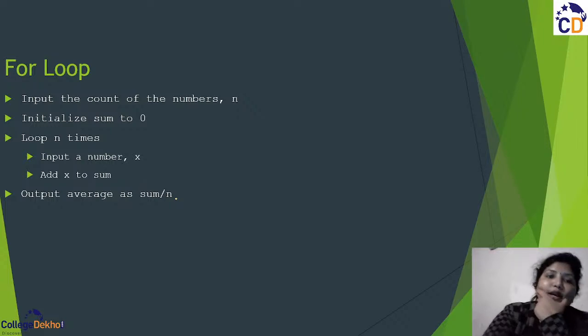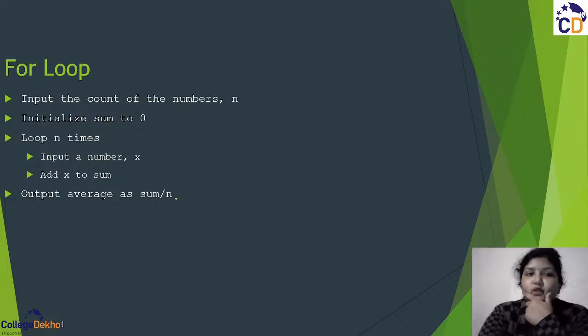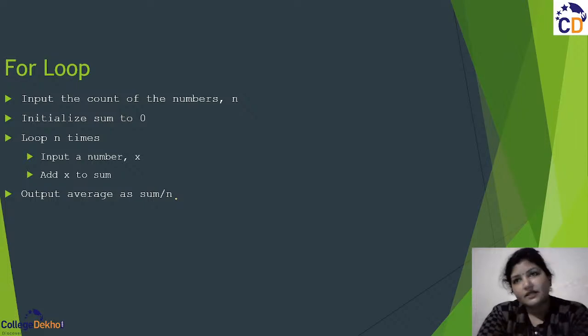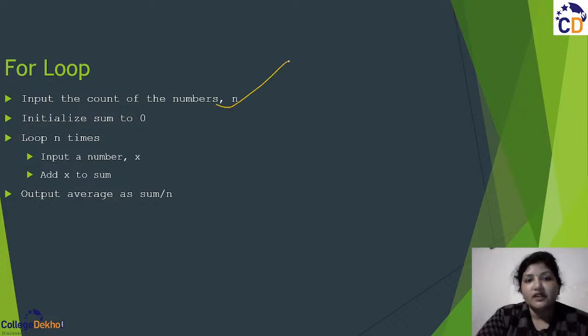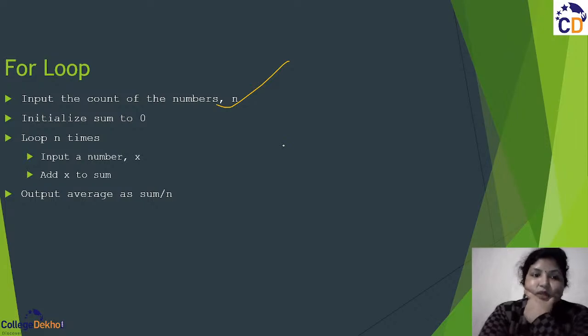So here we have the first statement: you need to have how many numbers you want to enter. You take that number, and initialize some variable which is holding the summation of all the numbers. Then start your looping part, right? Loop n number of times, whatever number you have given as input. And then input a number, that is x. Now you enter the values.